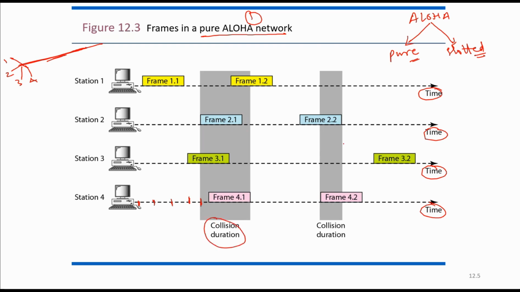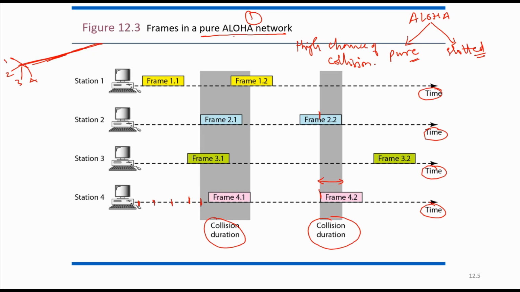Further along the timeline, frame 2.2 is here and frame 4.2 is here. Between here and here there is a collision duration. So first of all, in pure ALOHA anyone can send at any time, because only one channel is shared between 4 devices. So there is a high chance of collision. In case of ALOHA, basically there is a high chance of collision.